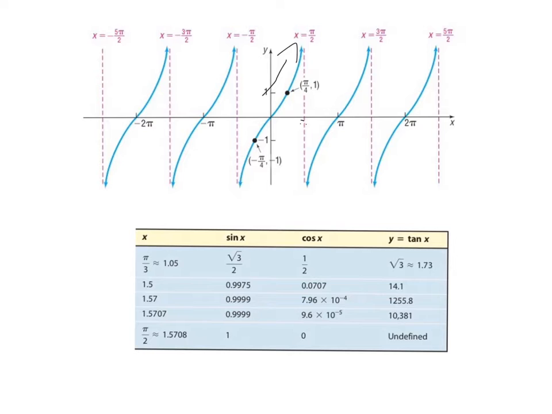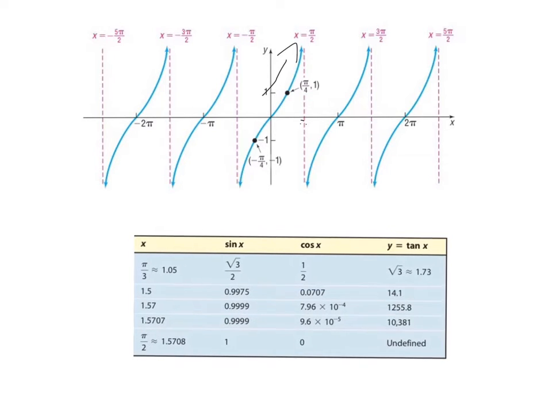Now, to see what happens as the graph approaches pi over 2 from the left-hand side, you plug in values that are increasingly close to pi over 2. So you start at pi over 3, you get a tangent value of square root of 3, or approximately 1.73. Plug in 1.5, the sine value gets closer to 1 because sine of pi over 2 is 1, and the cosine value decreases to roughly 0.0707 because cosine of pi over 2 is 0.